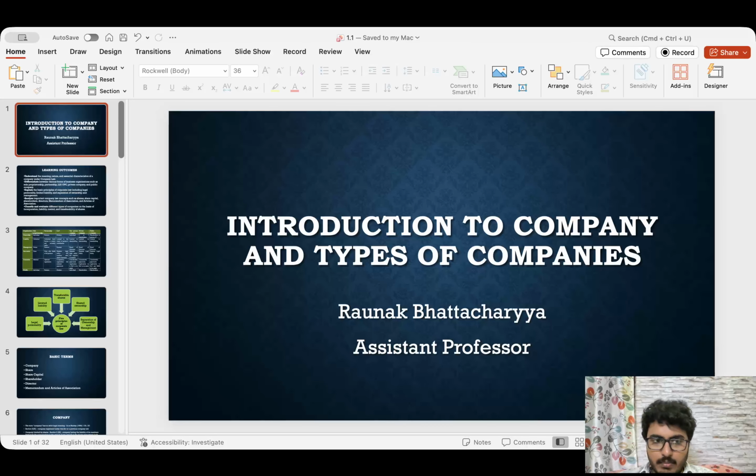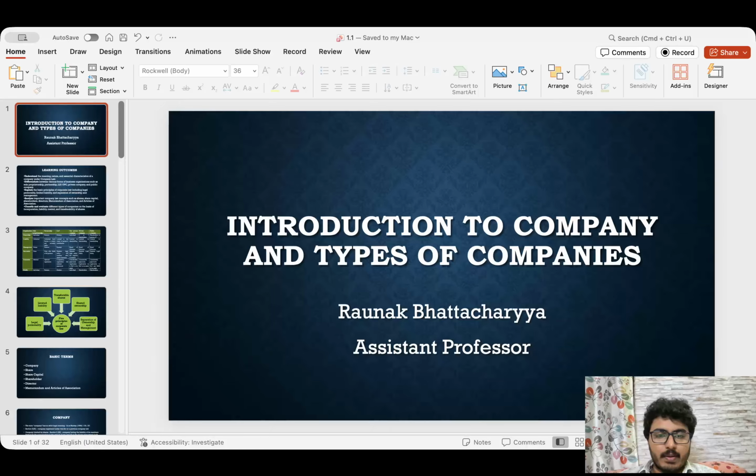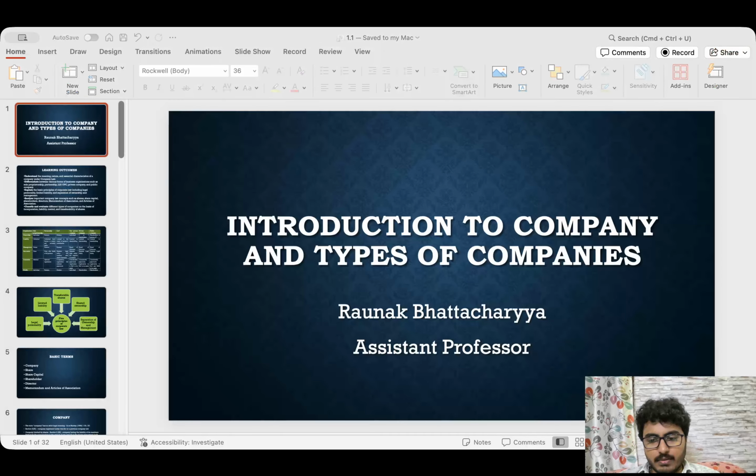In modern business, companies play a crucial role in economic development. Employment generation and capital formation play a significant role in the context of company law and companies.